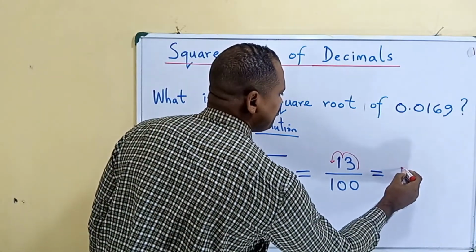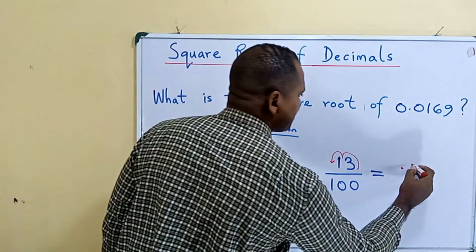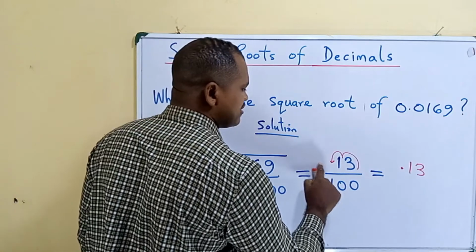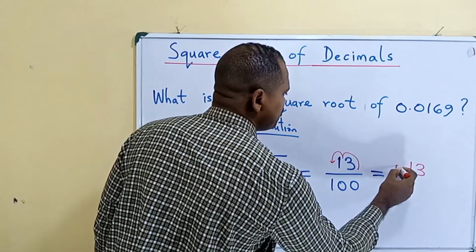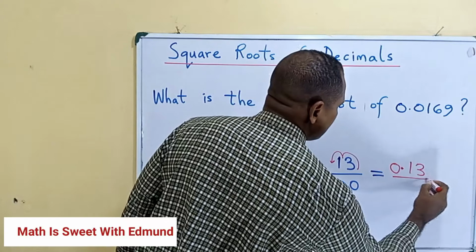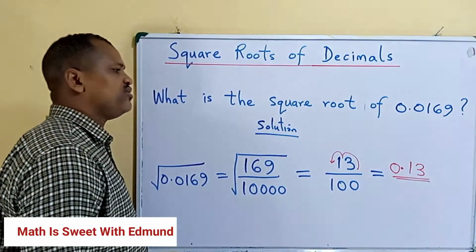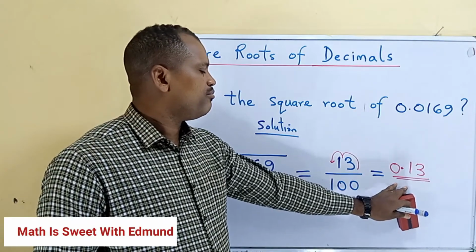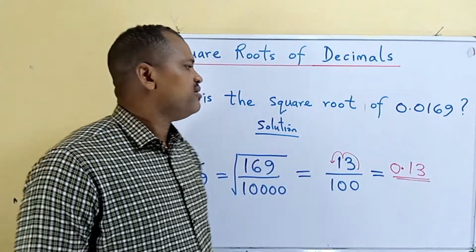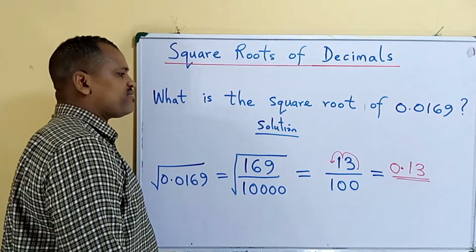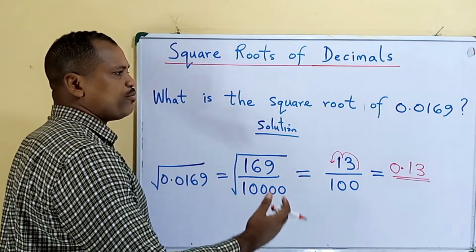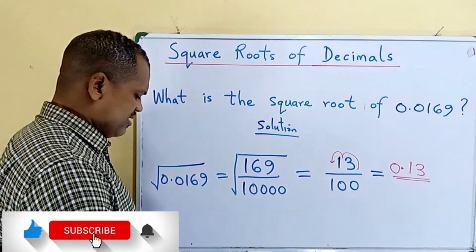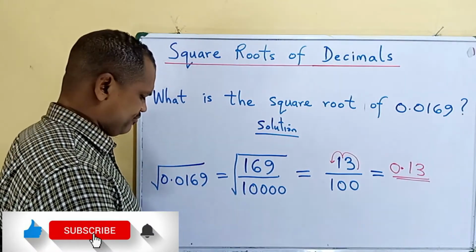So we have 0.13. Because there's no digit here, you put 0. And so that is the answer. If you multiply this by itself, you will get this. So 0.13 is the square root of 0.0169. Let's do the other one, the last one.